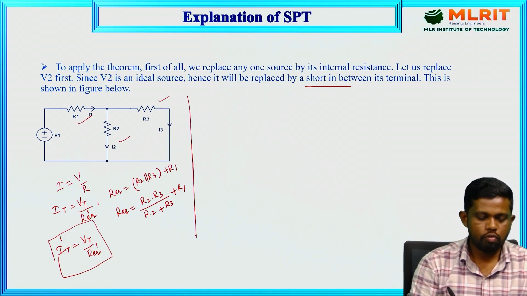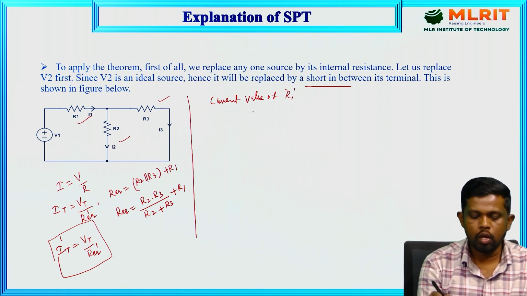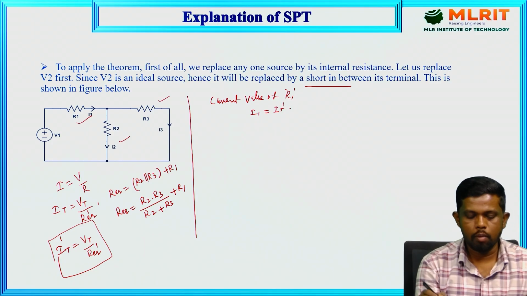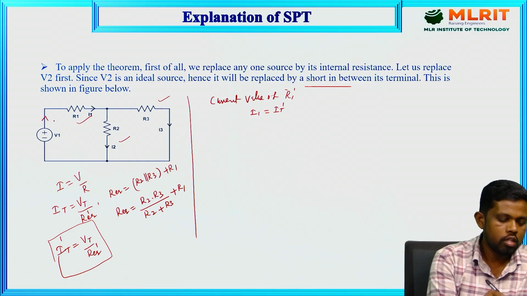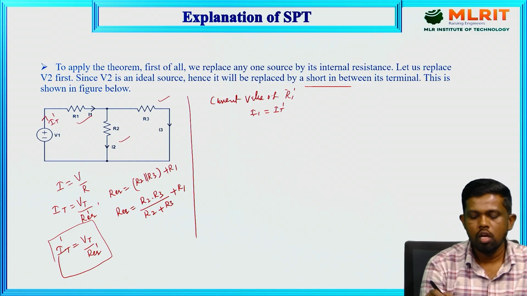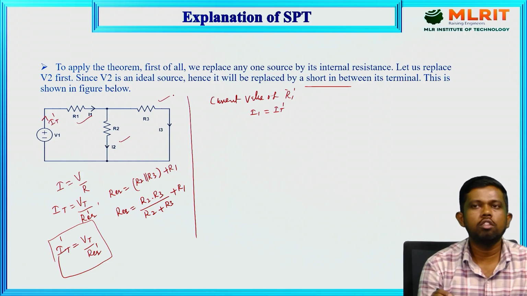Then after that we need to find the current through each resistor. The current through the first element, the resistor R1, has already been named I1. This I1 equals I total dash, because whatever current is given by the source, that is I total dash, is the same as the I1 current. That's why both are equal. To get the current through the remaining two elements, we can apply the current division rule.